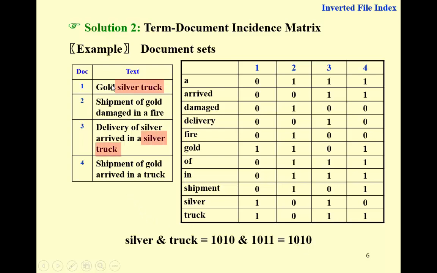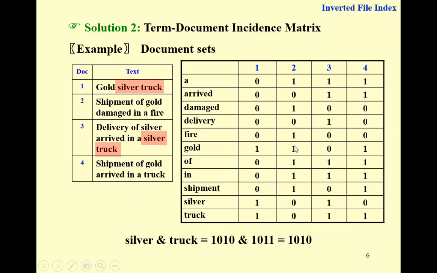So let's check here. In number 1 we have silver truck, number 3 silver truck. Okay, not in document number 4. Number 4 only contains truck but not silver. So it sounds like a very simple solution, right?